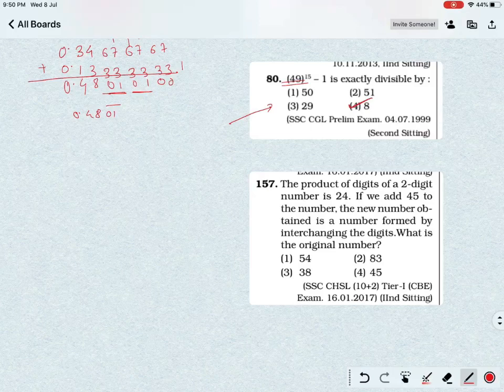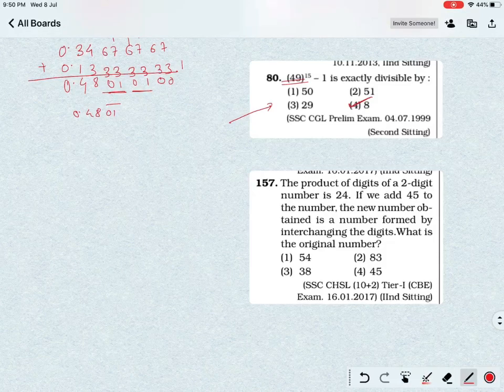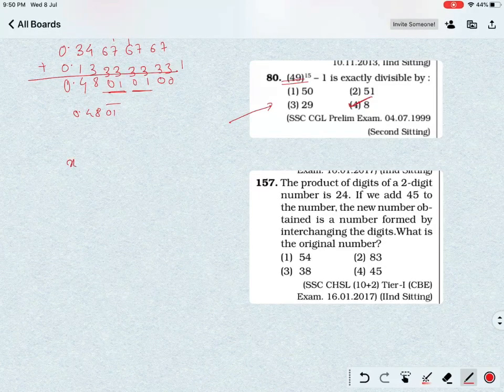Okay, so if we do it methodologically, then the product of the digits of the 2-digit number, let's say x into y, is equal to 24. It is given. So 10x plus y plus 45 is equal to 10y plus x. This is the reversed form of the number. So when we solve this two variable equation, we will get x and y.